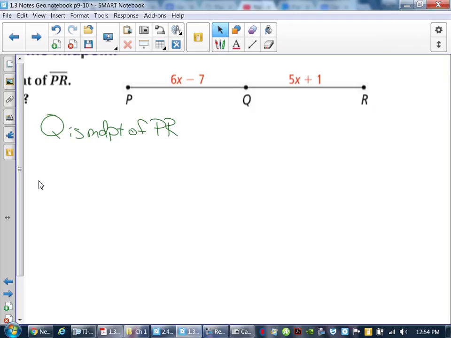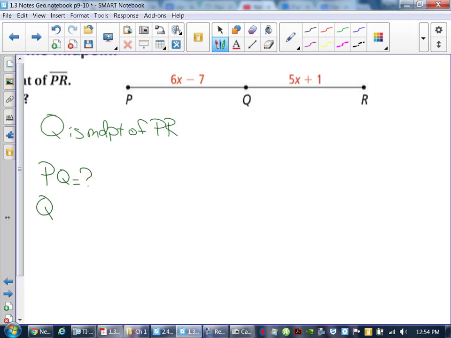Write out the statement that shows that it's true. Think about it as the if-then. If Q is the midpoint of PR, then what are the two segments that are created? Fill in the blanks and try and solve. What I'd like you to do is set it up and then figure out what will PQ equal? What will QR equal? And then what is PR?